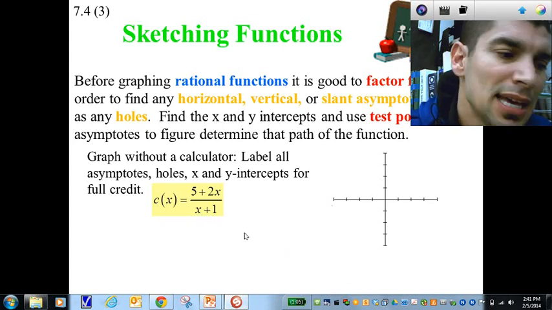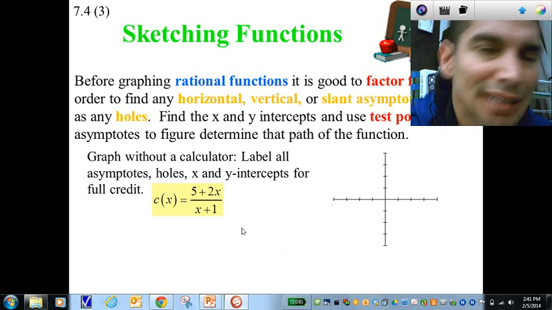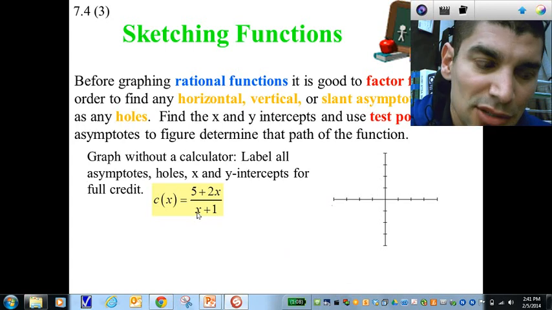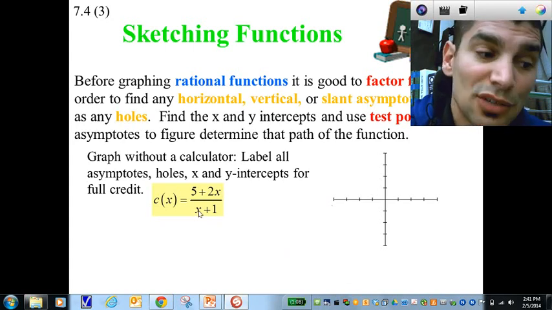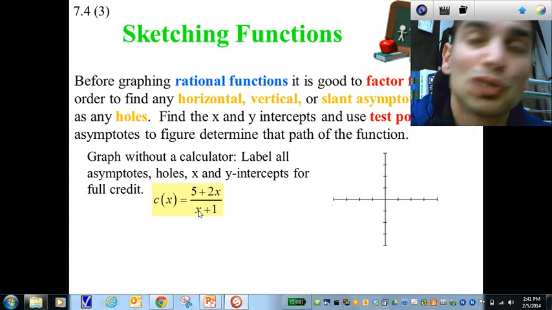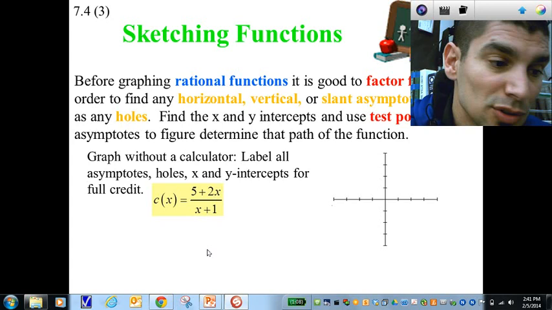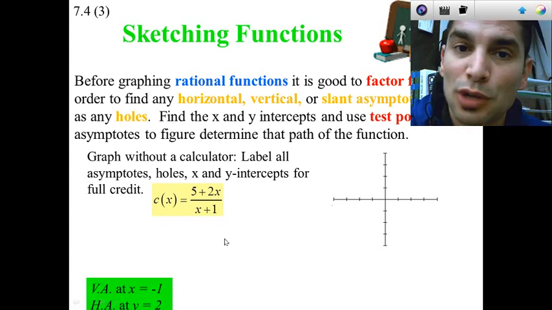So then, is there a horizontal asymptote? Well, let's check the degree. This degree is to the first power, that degree is to the first power. So I take the highest degree over the highest degree, and it's y equals 2. Y equals 2. So I'd like to draw my asymptotes first. That one vertical, that one horizontal.